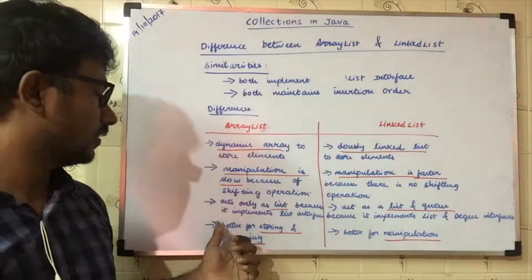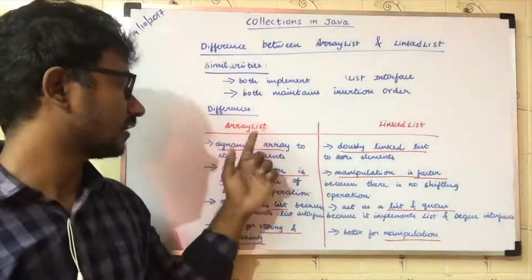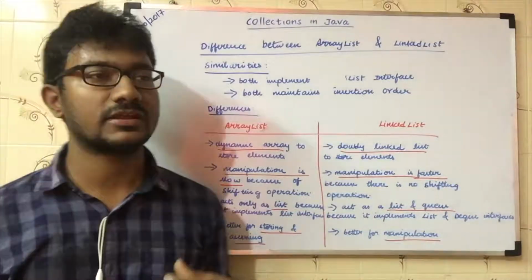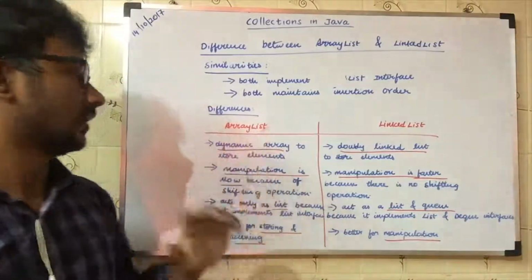And then comes the 4th point, better for storing and accessing. ArrayList is better for storing and accessing. The reason behind it is the dynamic array.